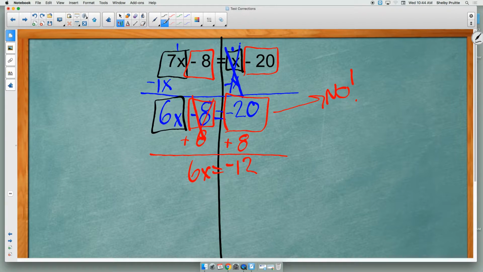You can go back to it again. 6x does not have any like terms. Nothing else has a variable. Negative 12 does not have a variable. These are not like terms.